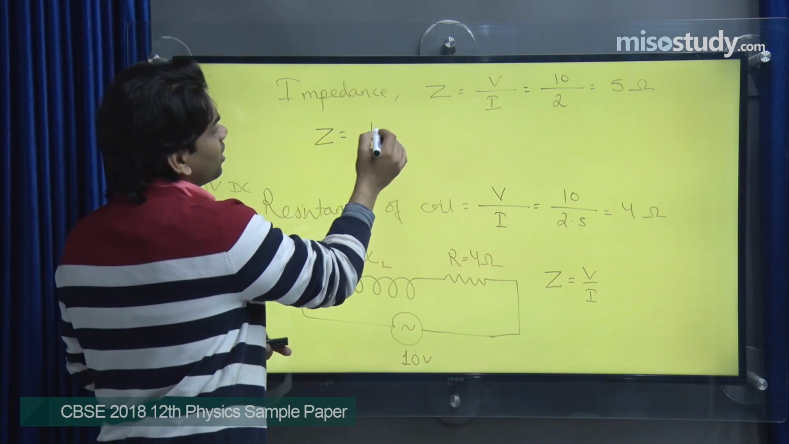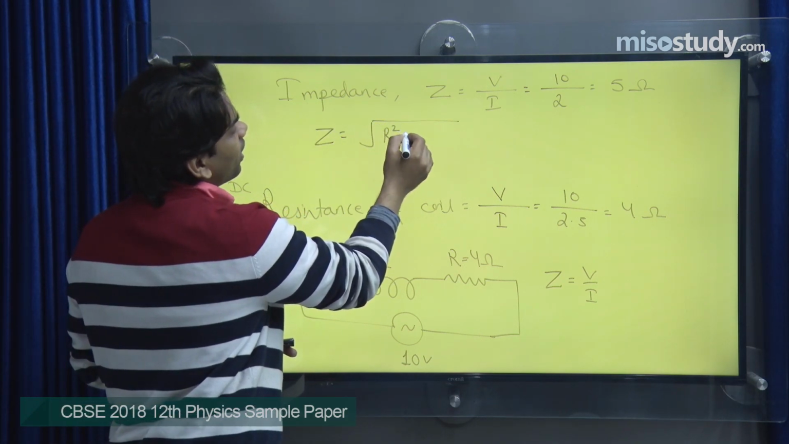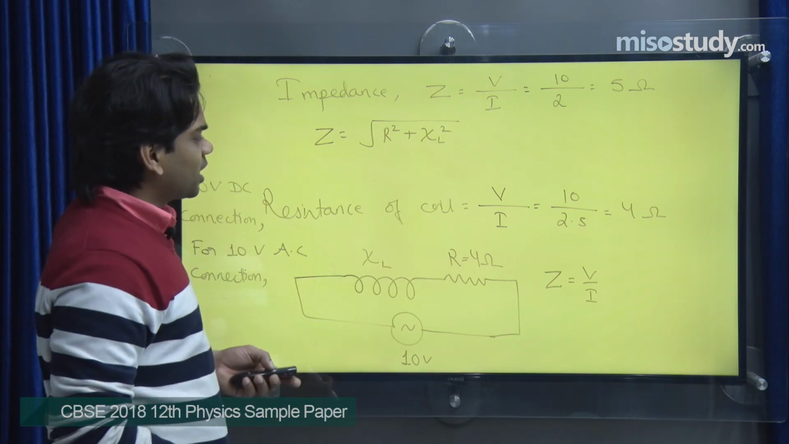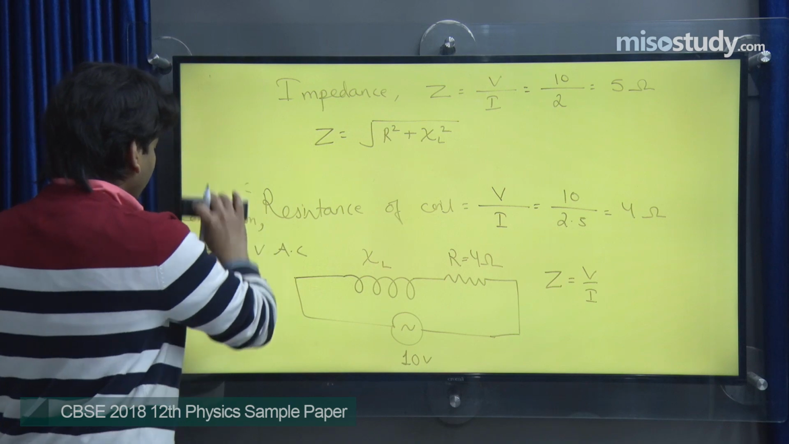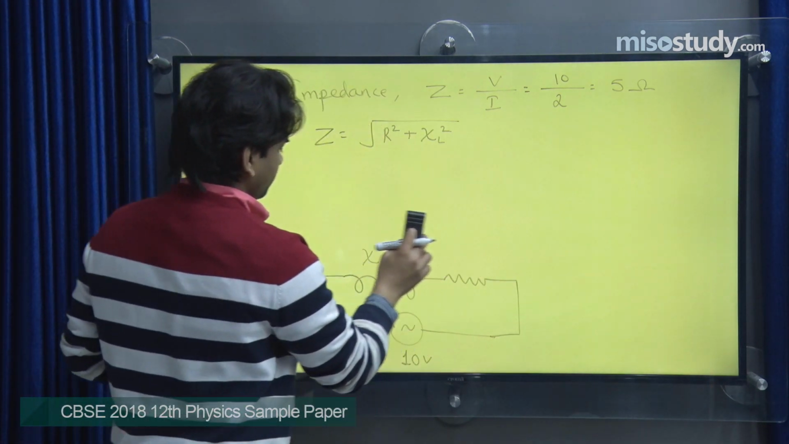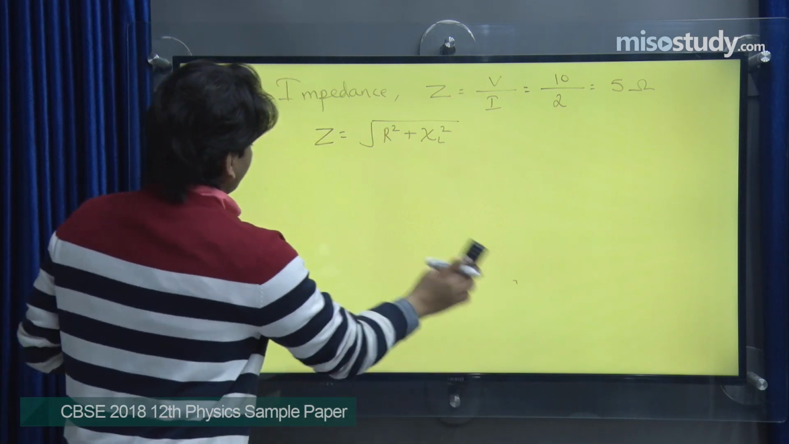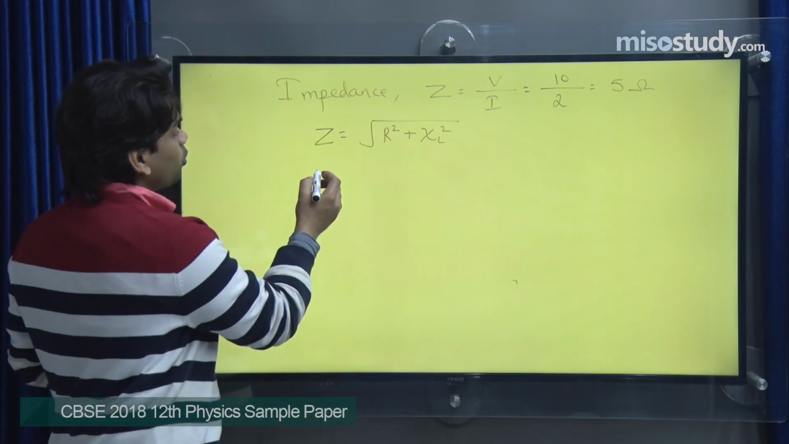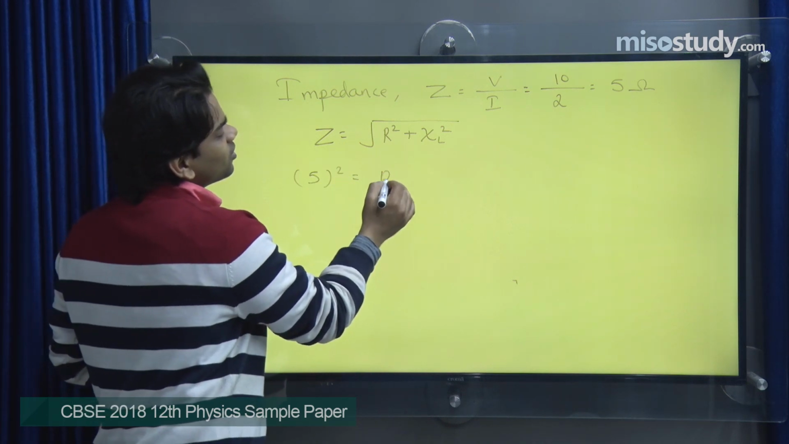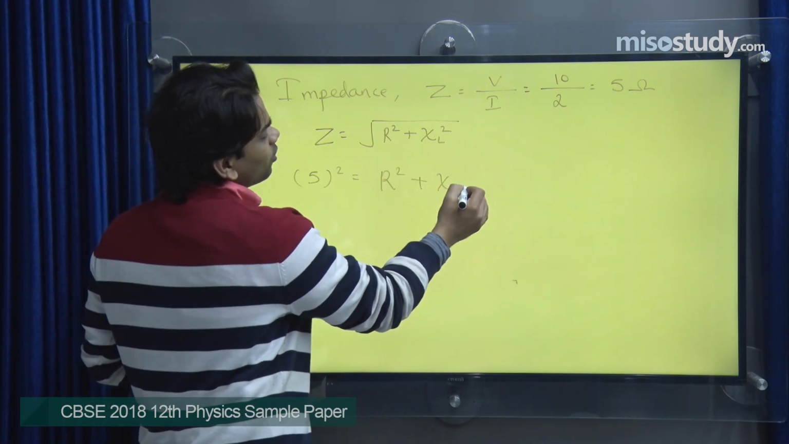Now we know that when the resistance and this coil are connected in series, this Z will be nothing but under root of R square plus chi L whole square. Now we want to find out the value of chi L, that is what is required. So I am going to rub this part, and we know Z comes out to be 5, square both the sides, we will have 5 whole square is equal to R whole square plus chi L whole square.